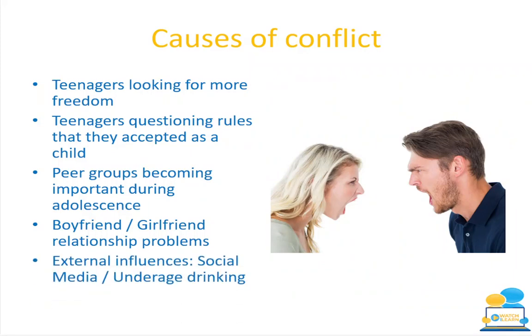External influences. So social media is a huge source of conflict. You might see stuff online which is going to cause a lot of issues. You could be on Snapchat the whole time chatting away to all your friends. Underage drinking and smoking can cause huge issues, and you should not be doing that until you're over 18 because it has serious effects on the body.